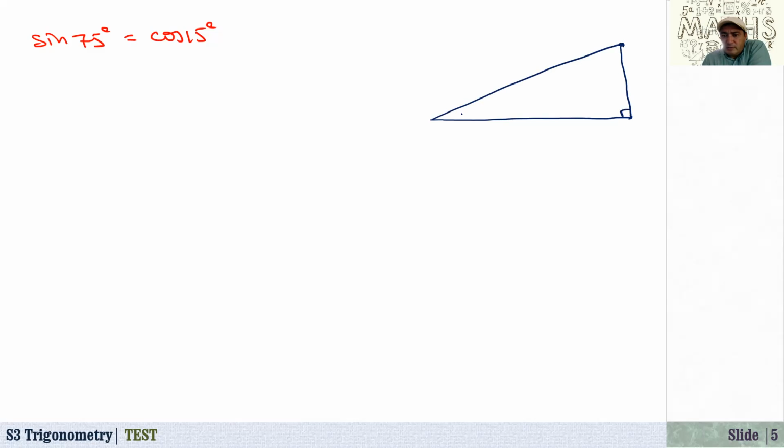So this is 90 degrees, and this angle is 15 degrees. This is 75, and I'm just going to draw another line here. So this angle is 60 degrees, and this angle is 15 degrees, which means that this side is equal to this side. If this is 60, this angle should be equal to 30 degrees. Let's write this 60 nicely.